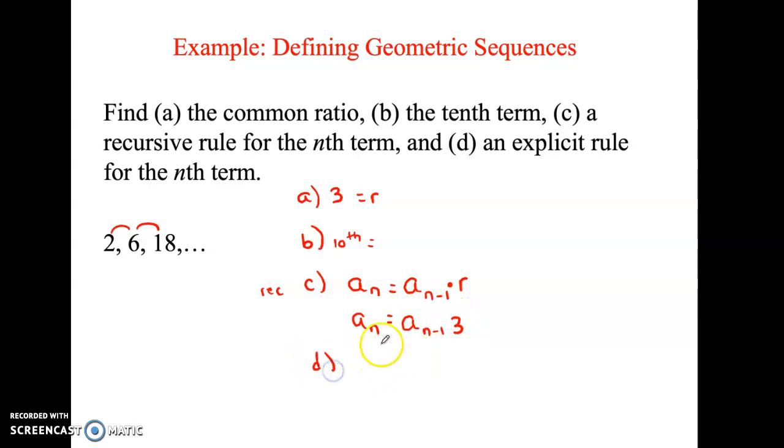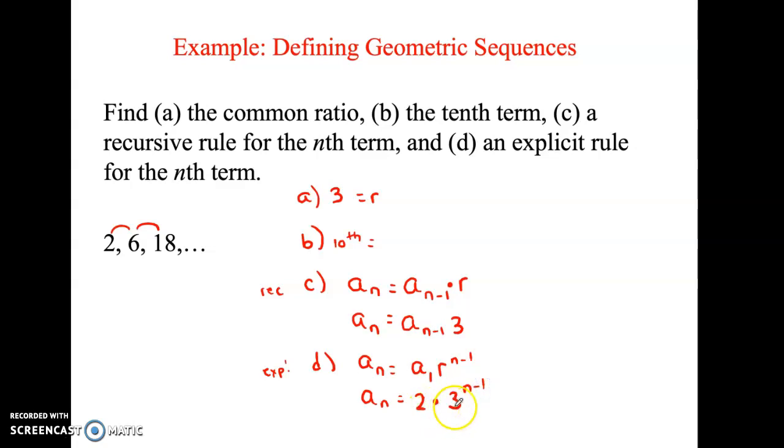And for D, we want a general explicit rule. So for the explicit rule we want a sub n. We start with the first term just like the arithmetic, and we're multiplying that times r to the n minus 1. So the only thing that's constant here is the r. We know our first term, a sub 1, is going to be 2. So we're going to do 2 times 3 to the n minus 1.